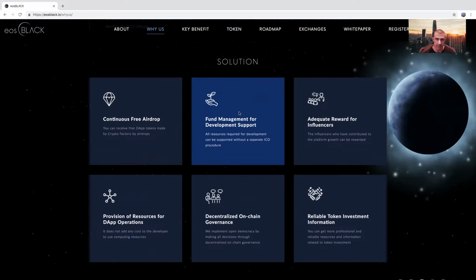Essentially, it means that by being a token holder of EOS Black, you're going to receive tokens from the DApps that EOS Black is incubating. It says here continuous free airdrops, so you will receive DApp tokens made by Crypto Factory by airdrops. Fund management and development support: they're going to help incubate some of the DApps and provide support for ICOs, which essentially means they're going to incubate the DApps separate from ICO procedures. Adequate rewards for influencers: the influencers who have contributed to the platform growth can be rewarded. Resources for DApp operations, decentralized on-chain governance, and reliable token investment information.